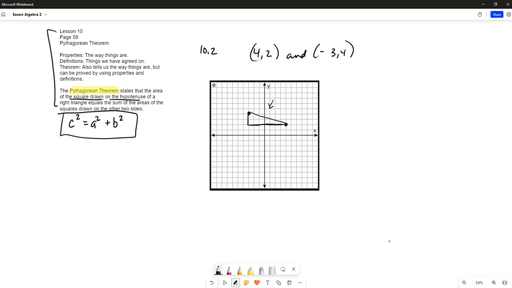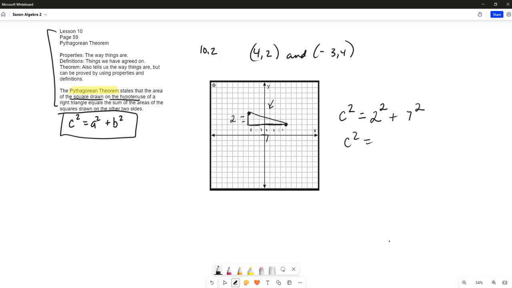Okay, now all I have to do is look and see how many units I have. So this is 1, 2 units up, and this is 1, 2, 3, 4, 5, 6, 7 units across here. So my unknown is my hypotenuse, which is the distance from 4, 2 to negative 3, 4. And then I have a distance of 2 units and a distance of 7 units that I'm going to square.